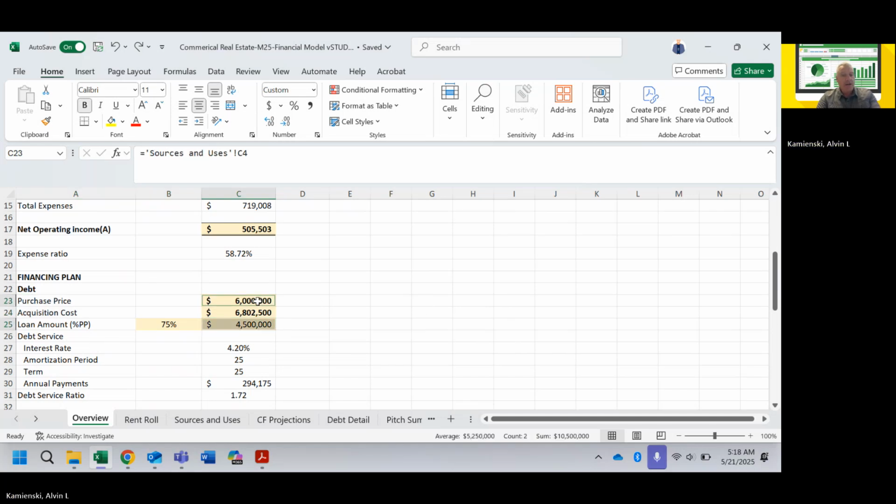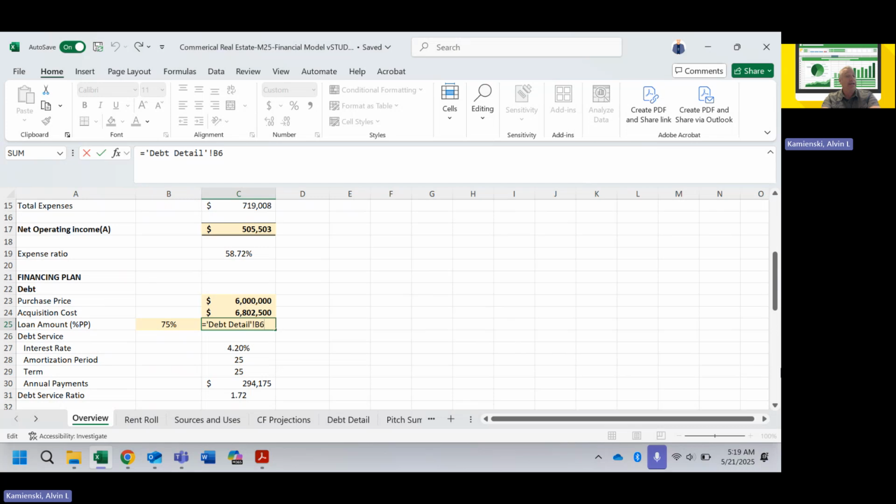But of the 6.8 million we need, 4.5 million is going to come from secured financing, debt on the building. And so we can do something like off debt detail B6, we would find that 75% of our purchase price means we're going to take out a loan of $4.5 million.